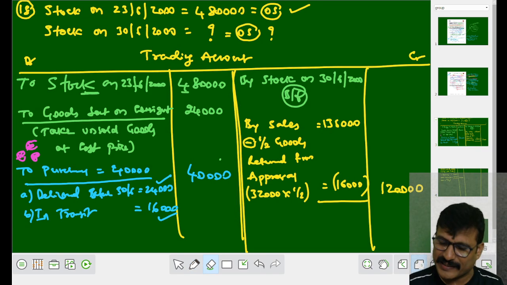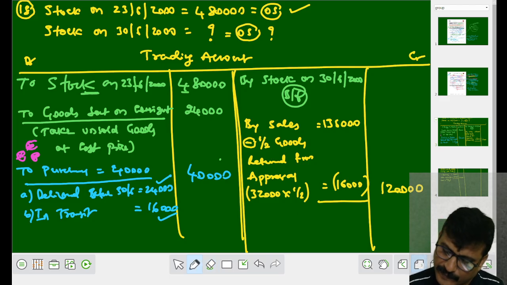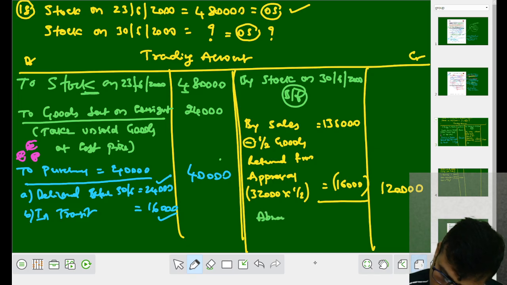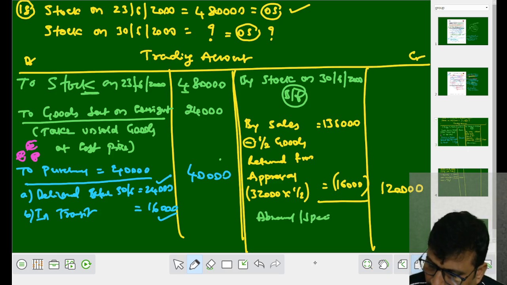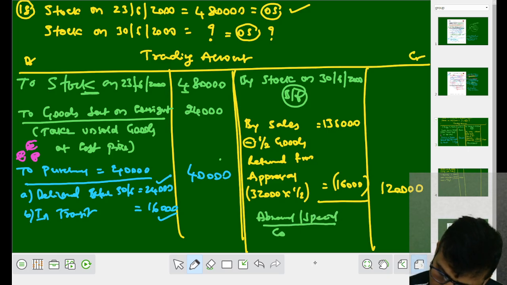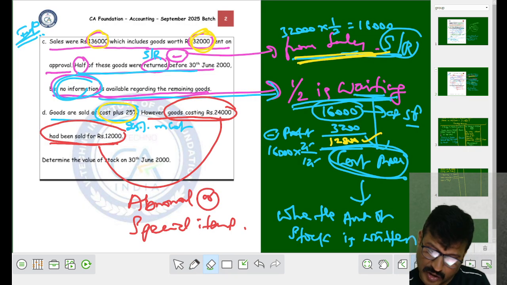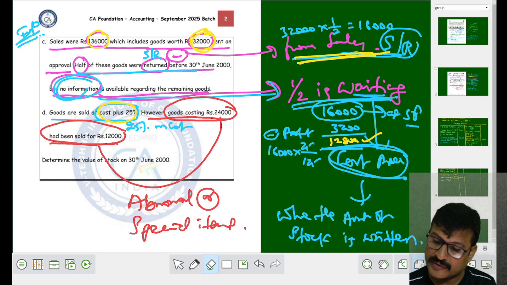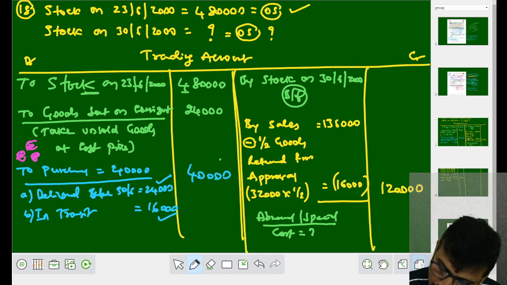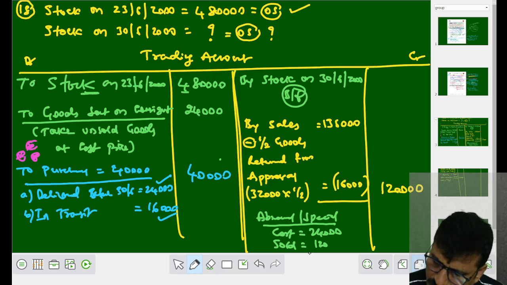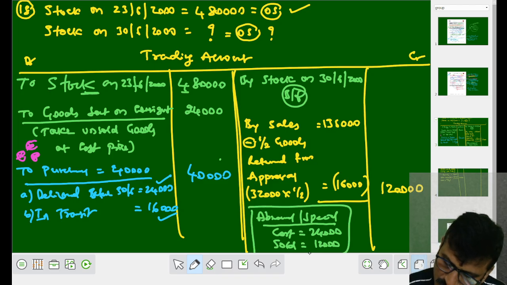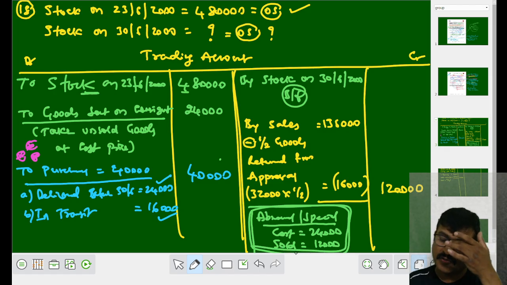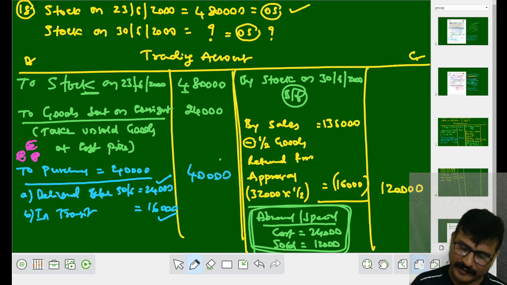We will take it in the credit side just as a concept. We are not supposed to take the amount. We will just mention abnormal or special. Cost is how much? Cost is 24,000. Sold for how much? 12,000. So what happened here? We suffered a loss of 12,000, right? Please remember this. Okay, fine. Let us move on to the next one.